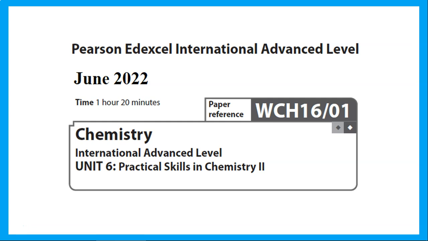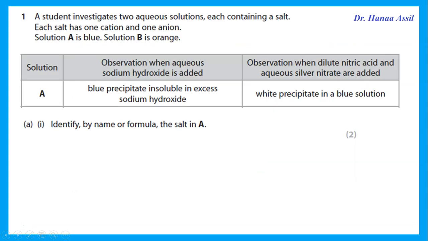This is the paper that was June 2022. So let's take a look at the questions and discuss the answers. The first question says, a student investigates two aqueous solutions, each containing a salt. Each salt has one cation and one anion. Solution A is blue and solution B is orange.